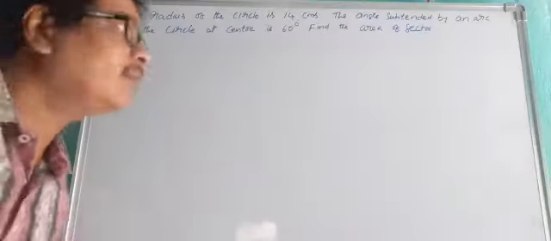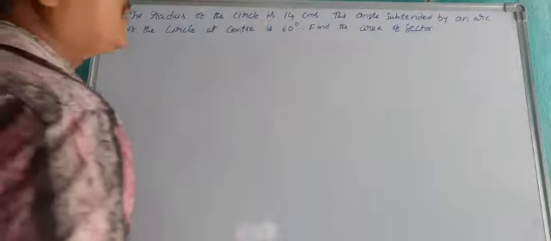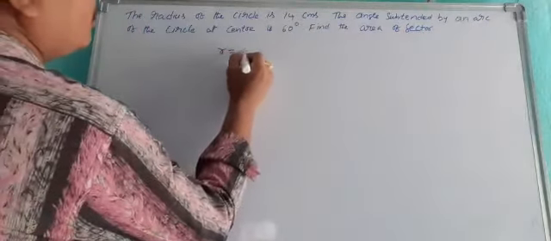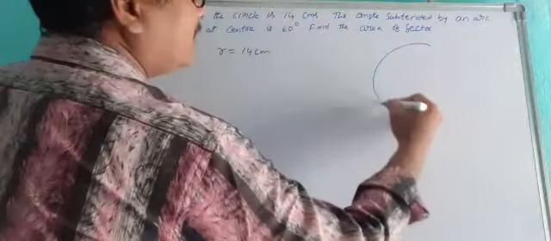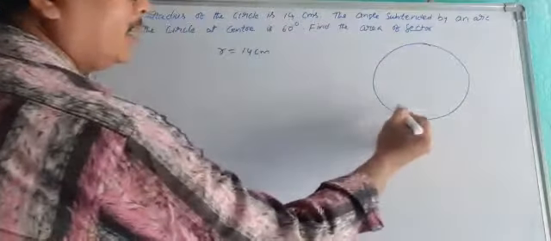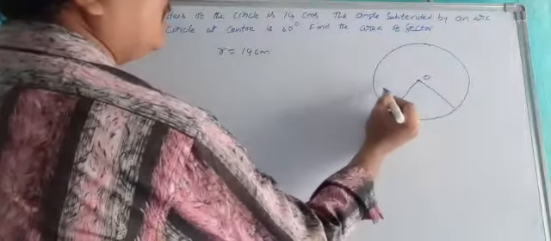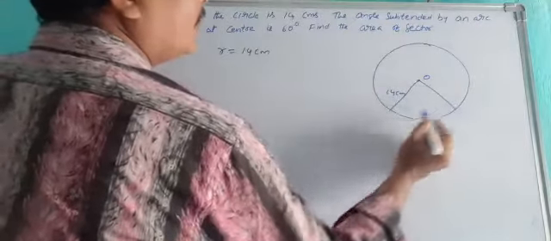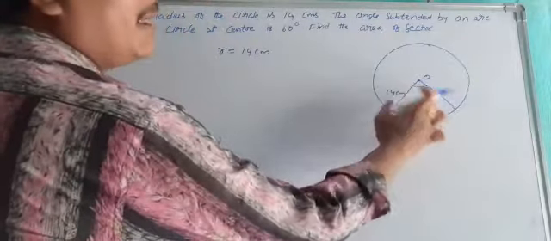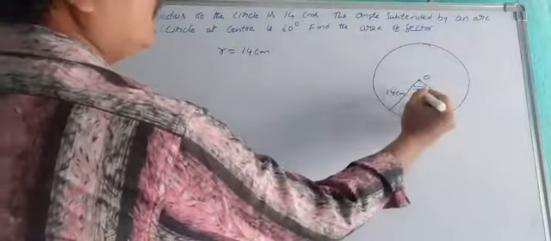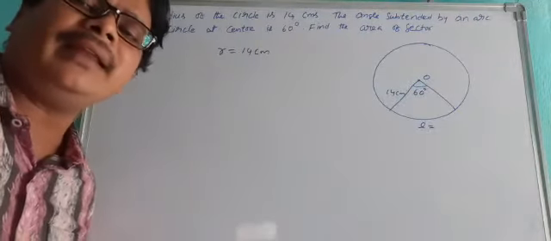Okay, next question. The radius of the circle is 14 centimeters. So radius of the circle r equal to 14 centimeters. The angle subtended by an arc at the center of the circle. Okay. So this is the center of the circle. Its radius equal to 14 centimeters. This is the length of the arc. This is the angle made by the arc at the center, equal to 60 degrees. Find the area of the sector.